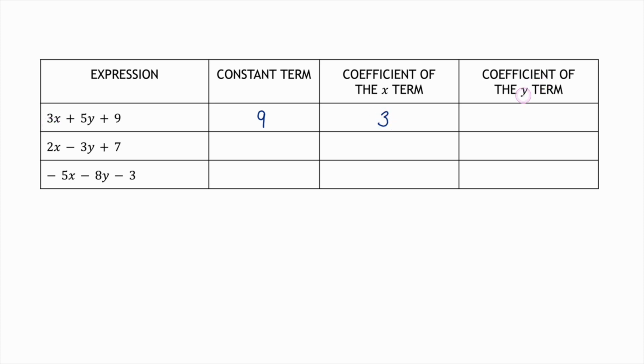And then we've got the coefficient of the y term. Here's the y term. Coefficient is the number in front of this pronumeral, and therefore the coefficient is 5.